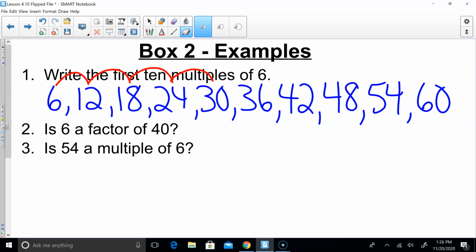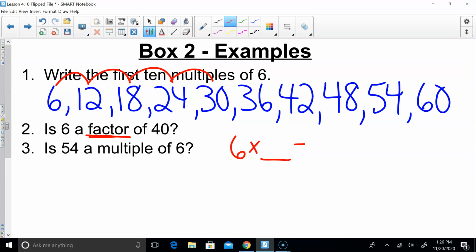So I'm going to ask ourselves here, is 6 a factor of 40? We know factors are the parts that make up a multiplication equation. Does it mean 6 times a whole number equals 40? Well, I look to see if there is the number 40 in my multiples. 40 would be right in between these two, so there's no 40 on there. So is 6 a factor of 40? The answer would be no, because there's no whole number that I could use with 6 to get to 40.